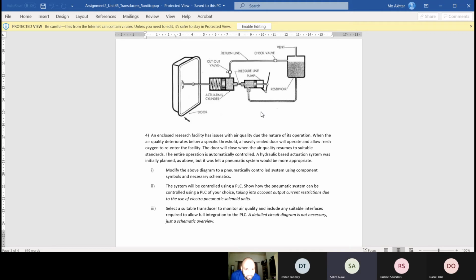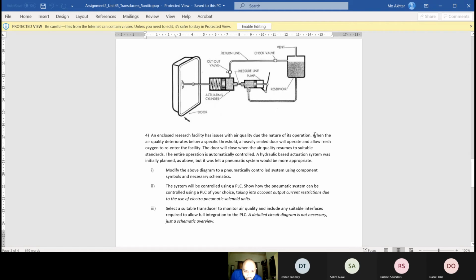Look carefully. There are clues in the question actually. I had some students who couldn't figure this out, and then when I gave it to them, they thought, oh bloody hell, it's so obvious. Look carefully, okay? But why have I said that it's better to use a pneumatic rather than a hydraulic system?